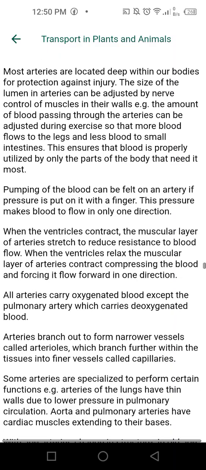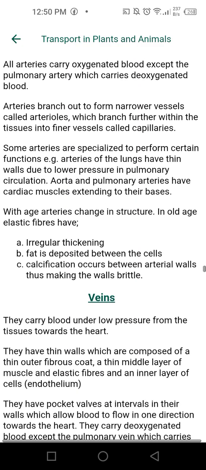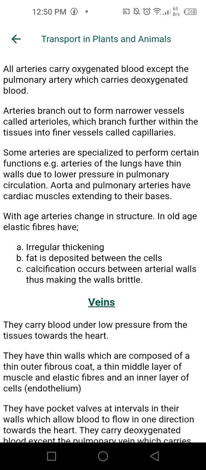Pumping of the blood can be felt on an artery if pressure is put on it with a finger. This pressure makes blood flow in only one direction. When the ventricles contract, the muscular layer of arteries stretch to reduce resistance to blood flow. When the ventricles relax, the muscular layer of arteries contract, compressing the blood and forcing it to flow forward in one direction. All arteries carry oxygenated blood except the pulmonary artery, which carries deoxygenated blood.